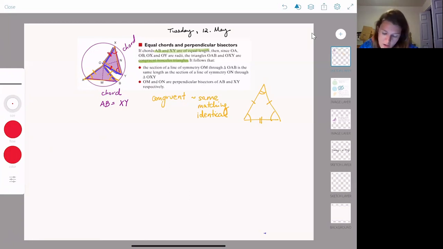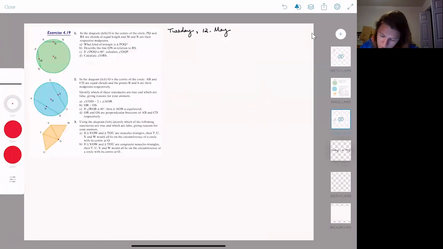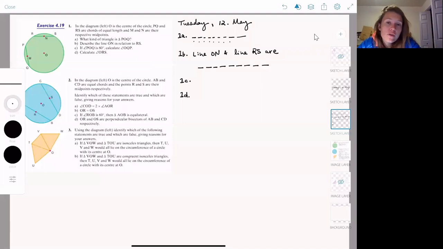Okay, so now what we are gonna do is, okay, so let's take a look at some of these examples together. Okay, so for number one, here are a couple guidelines to help you find the answers, okay? So 1A, what kind of triangle is POQ? I have given you the word blanks here. And then for 1B, describe the line OR in relation to RS. So line OR and line RS are, and then enter that word.